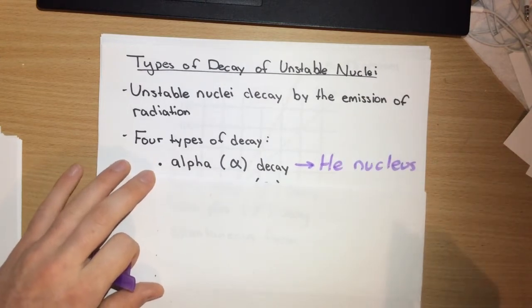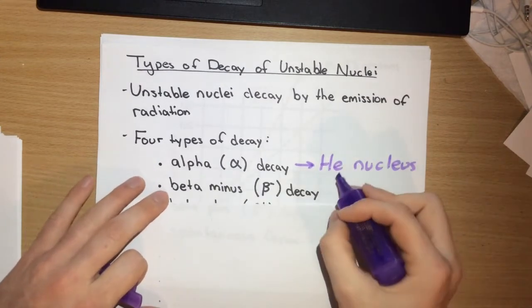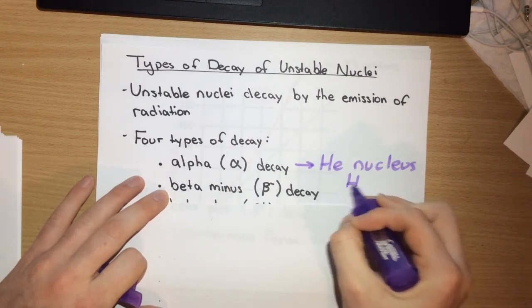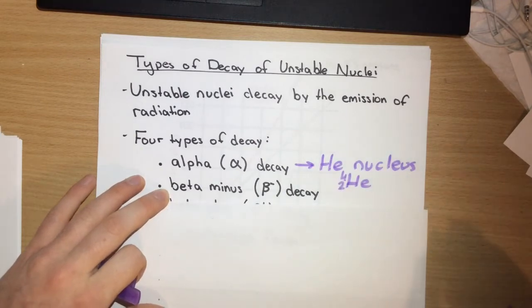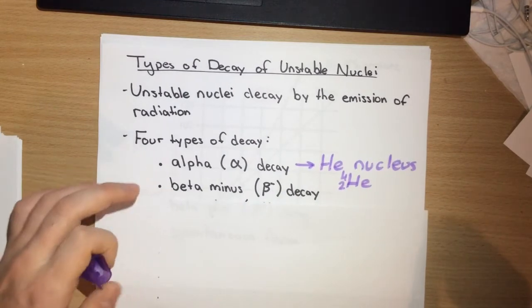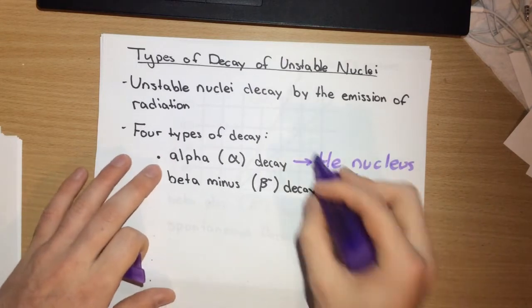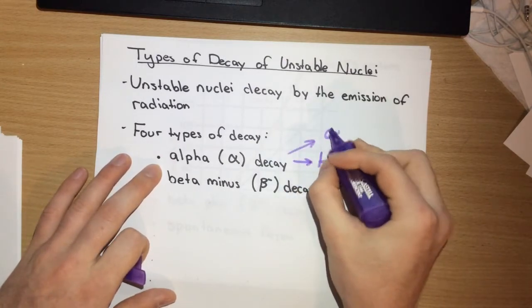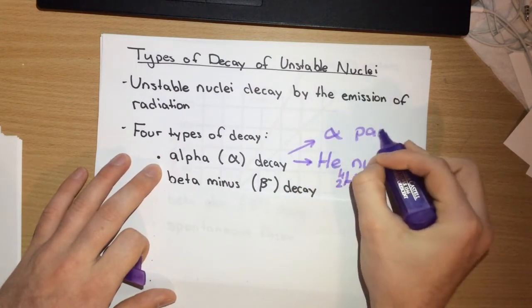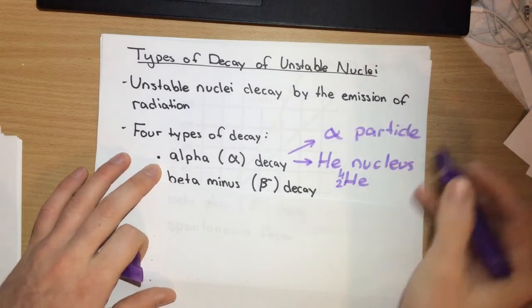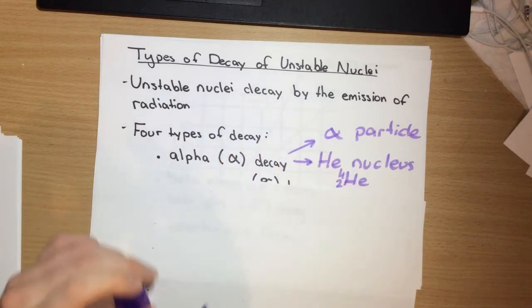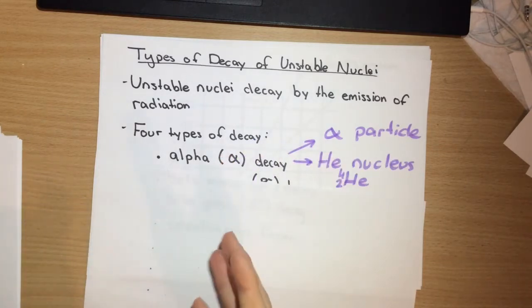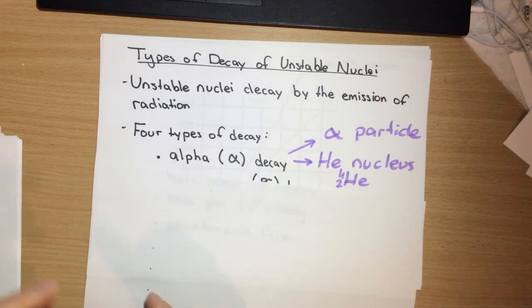Okay, so what a helium nucleus is: helium has a mass of 4, and it's got 2 neutrons. We also call this an alpha particle. We have used the term before, alpha particle, and an alpha particle is just a helium nucleus. So this decay occurs when a nucleus emits an alpha particle.